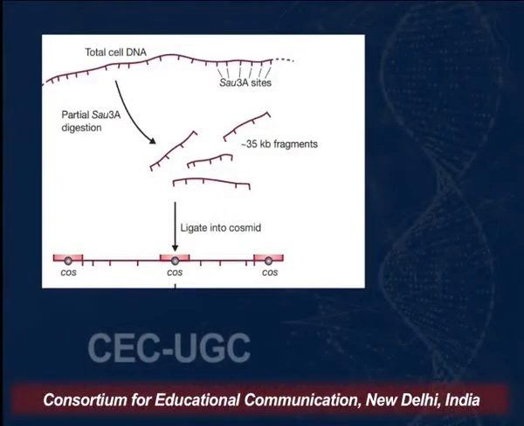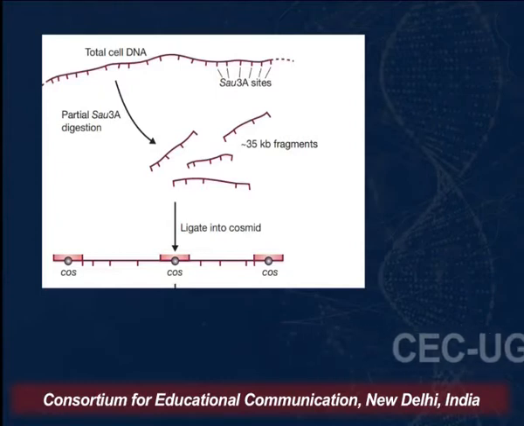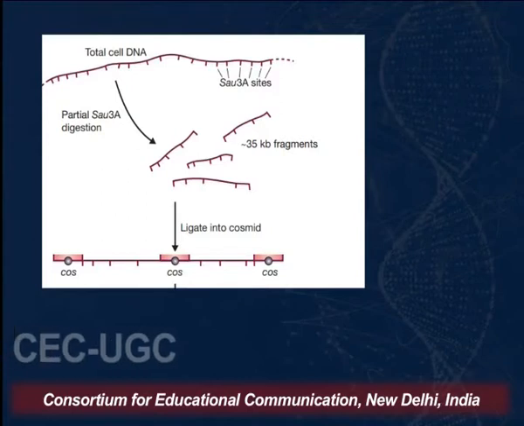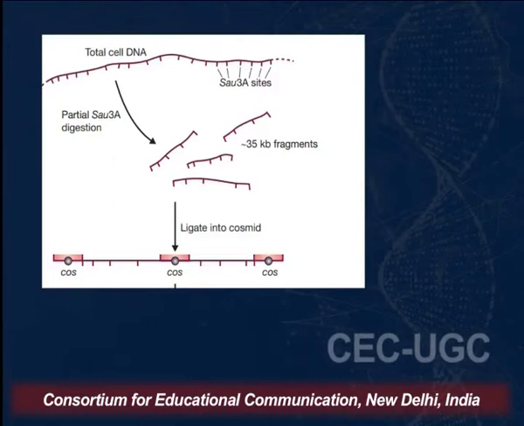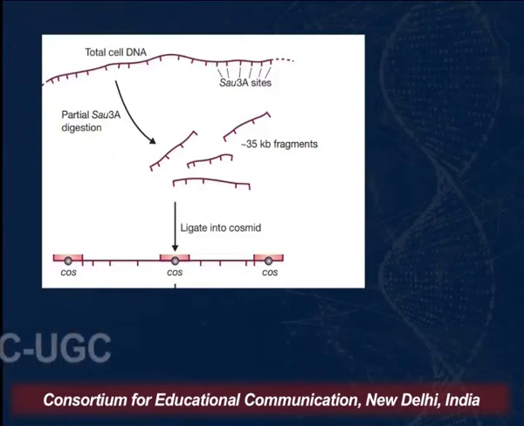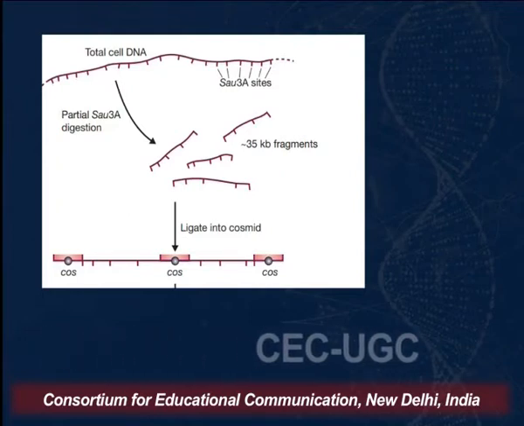So this is a scheme that shows the basic ideology, the basic technique behind the construction of the genomic library. So you have a DNA, you cut it with different restriction enzymes. For example, here an example is given where it is cleaved by Sau3A. Now you can see that when Sau3A cleaves the total cell DNA, you get different fragments.